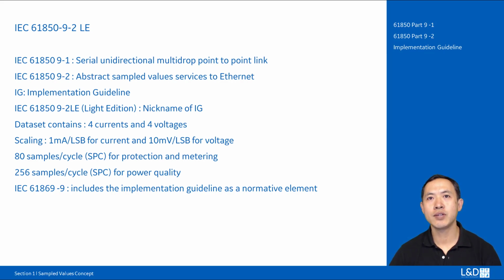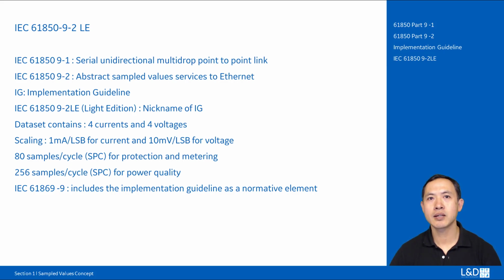Since the IG defined a subset of IEC 61850-9-2, it became nicknamed the 9-2 Light Edition, or 9-2 LE, but the document IEC 61850-9-2 LE does not exist. Most SV implementations today are based on this IG. It focuses on protection and metering, requiring only a few settable parameters.